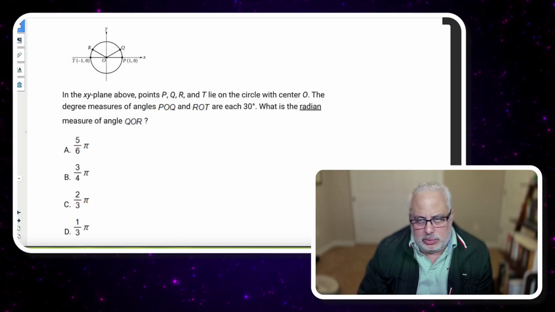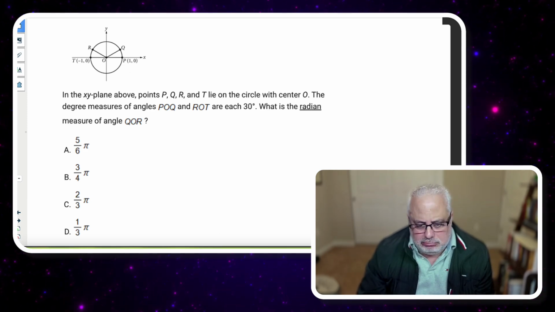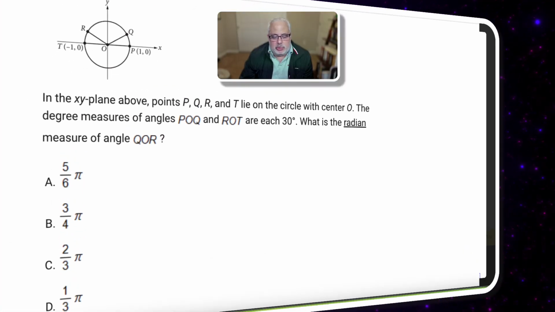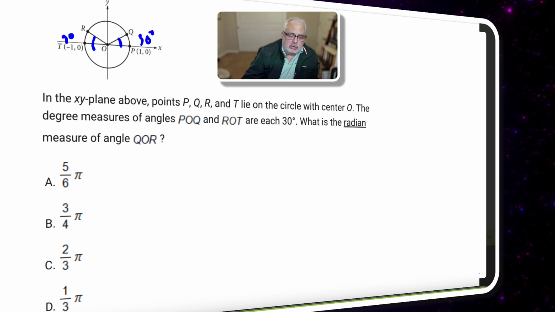Another medium question, but this time the domain is trigonometry. In the x and y plane, you can see it there, points P, Q, R, and T lie on the circle with center O. Nice. The degree measures of angle POQ, so let's label this POQ. So I'm talking about this angle here, is an ROT, this angle here. Both are 30 degrees and 30 degrees here.